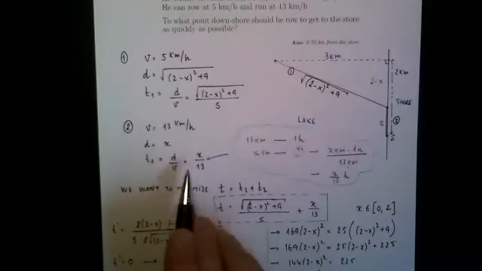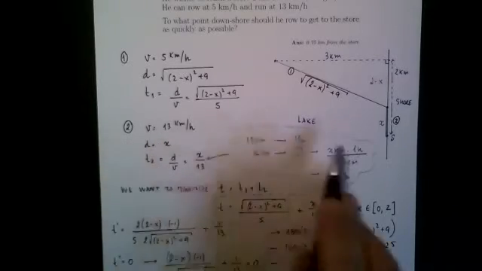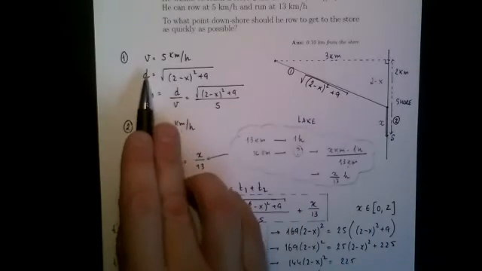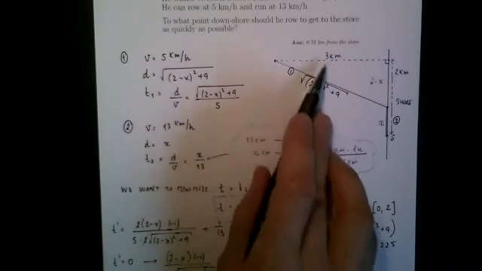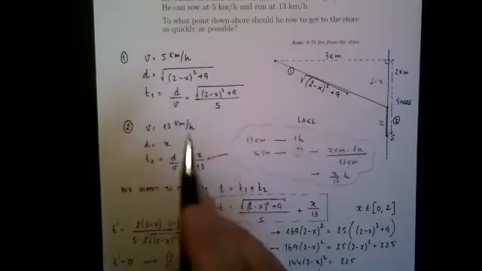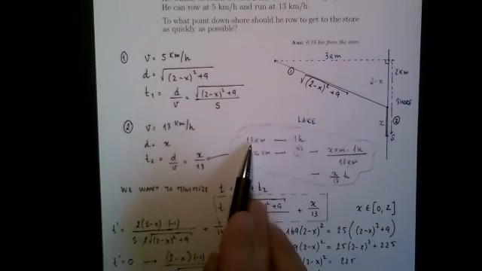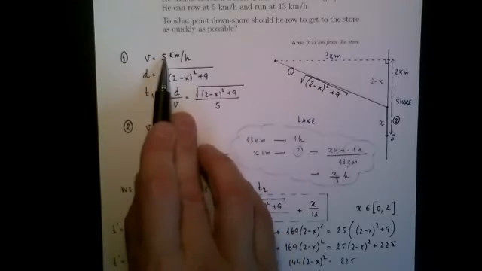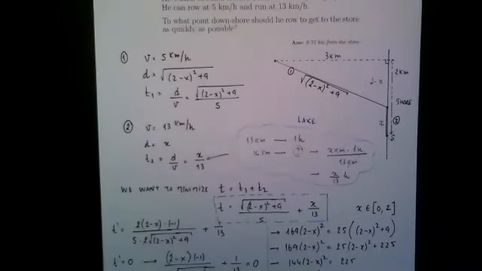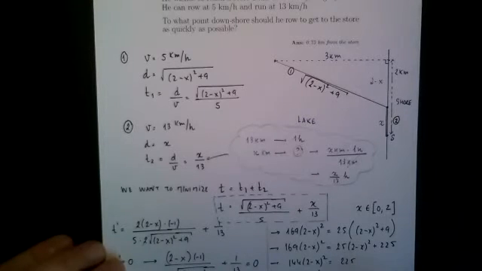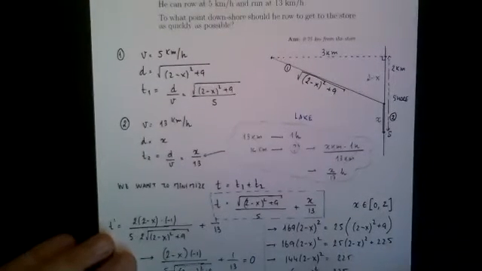I did the same thing here. The only difference is that the distance here was x, while the distance here was this big expression because I had to use Pythagoras to get this. Same idea. Instead of having an x here, I will have this, and instead of 13 kilometers an hour, I'll have 5. And I'll do the same process. Yeah? If it's not clear, I'll repeat. You have to make sure.